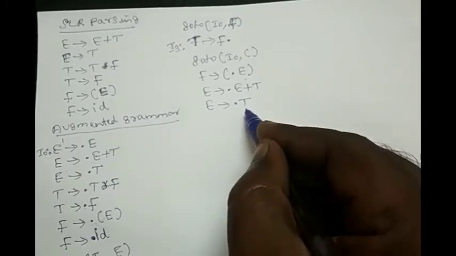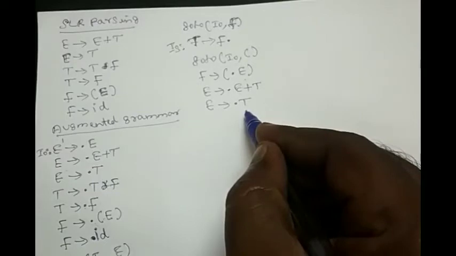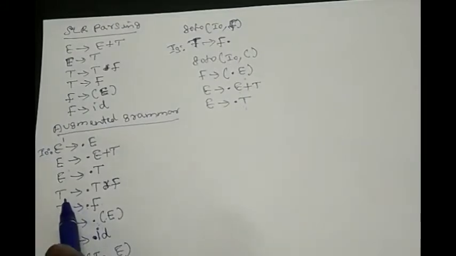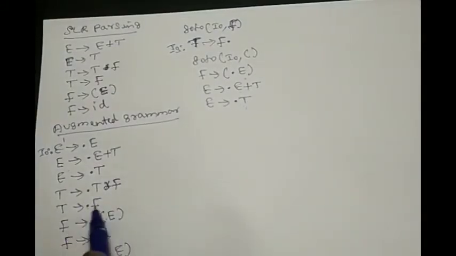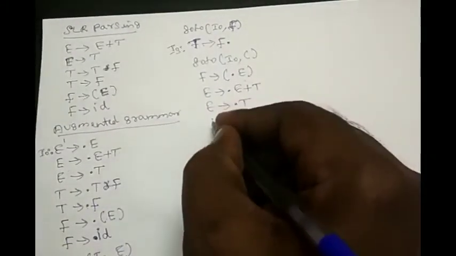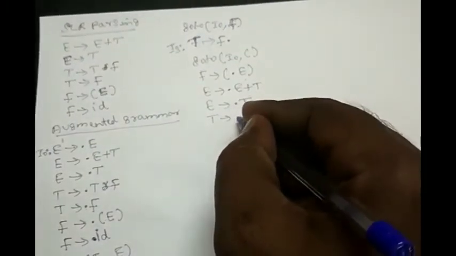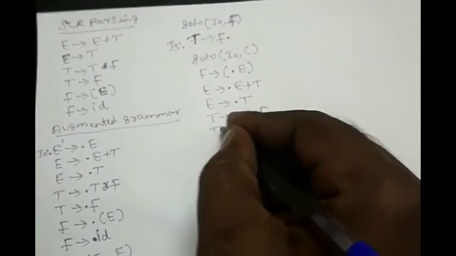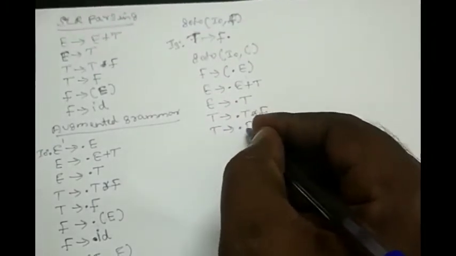But here the dot is before a non-terminal called T. That means you have to include all the productions for T here. What are the T productions? T tends to T star F and T tends to F. So I include T tends to dot T star F and T tends to dot F.